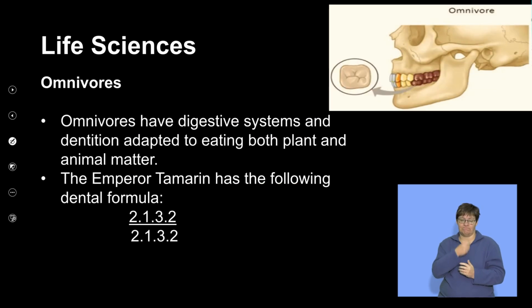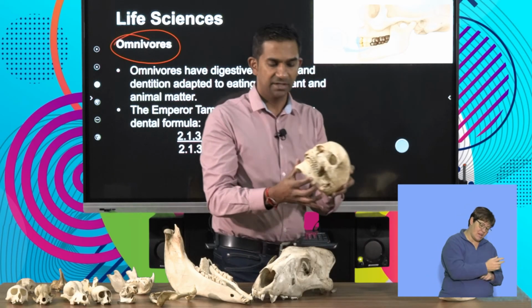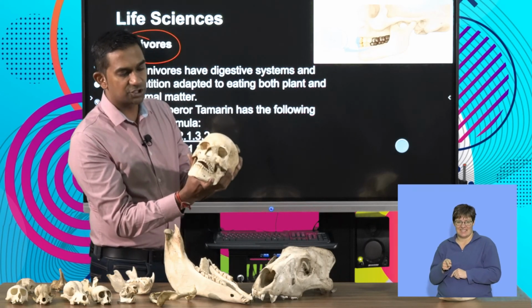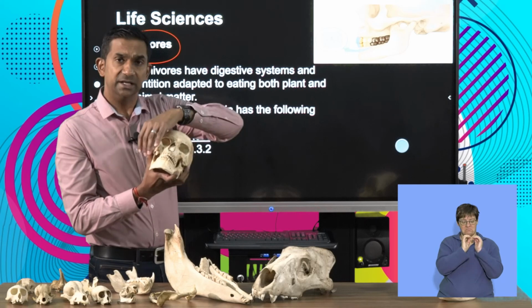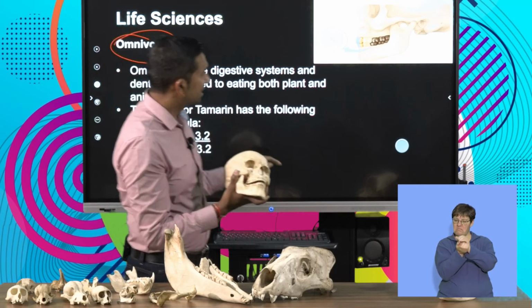Right. Let's move on to the omnivores. And guys, the best example of omnivores are us humans. So I've got a human skull here, which shows you a jawline that shows quite uniform teeth. And let's try and unpack that.